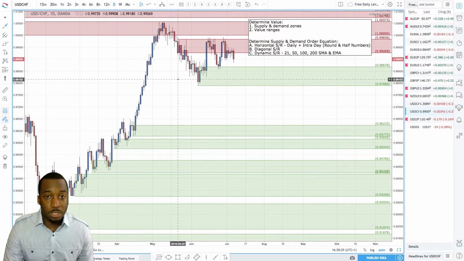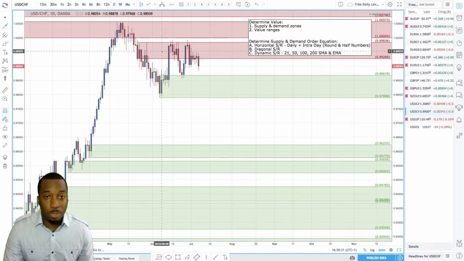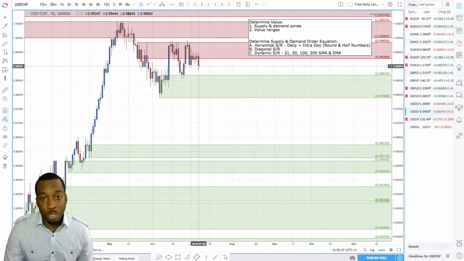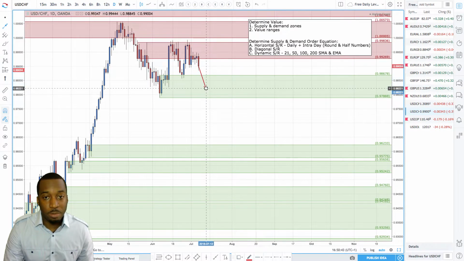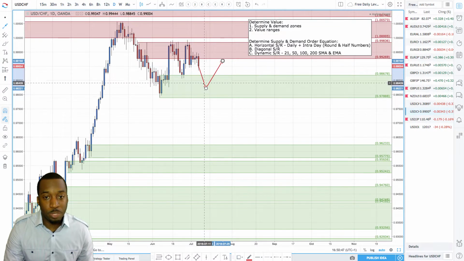Dollar Swiss, again, we've come up into this supply zone once, twice, and again. The Swiss does fare quite well when it comes to a risk-off environment. So we could see some weakness, and this would potentially be your first buying area if you were buying the dollar.